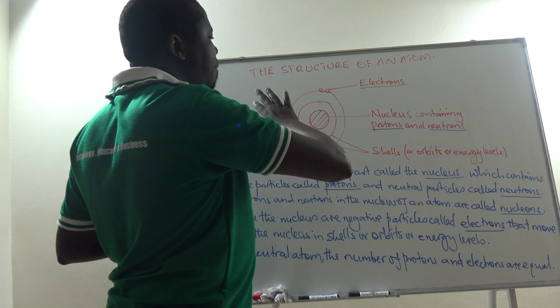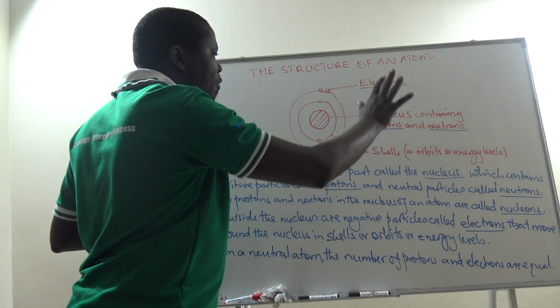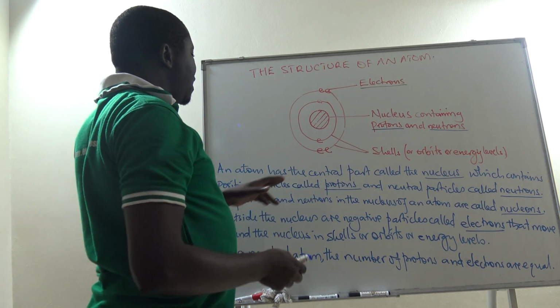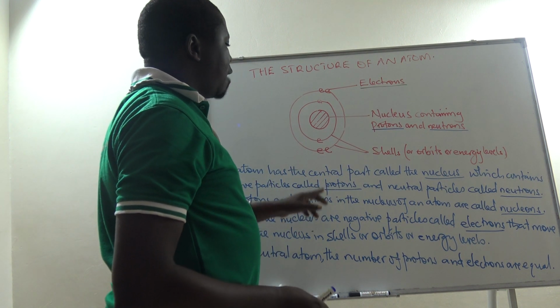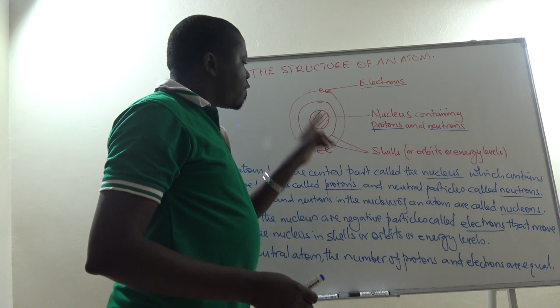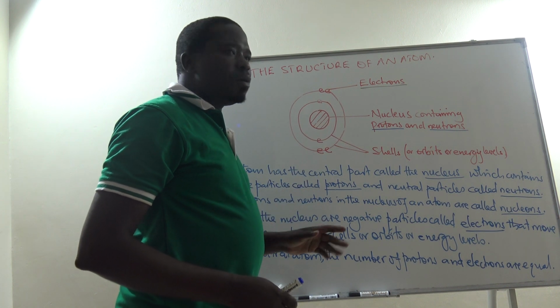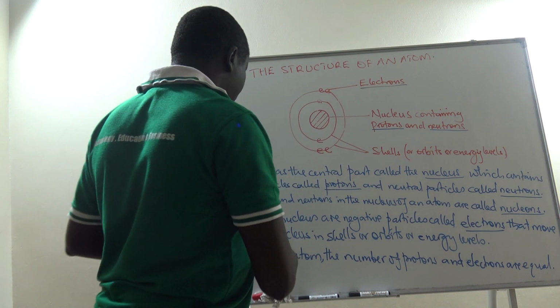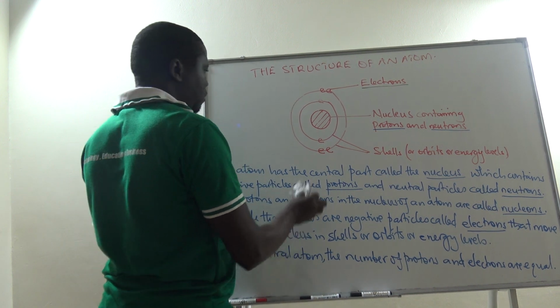So let me wind up with a simple table that shows us the subatomic particles, and we are going to see the charge of each subatomic particle and then the mass in this case of each subatomic particle. Briefly.